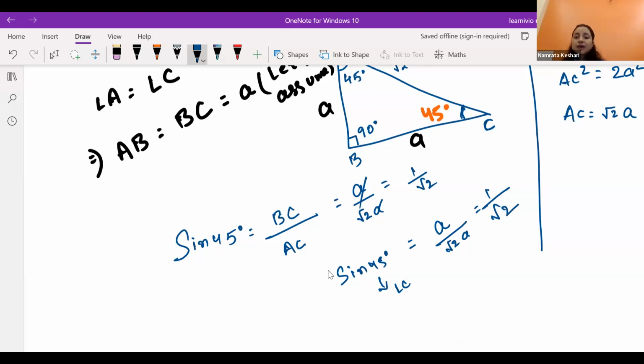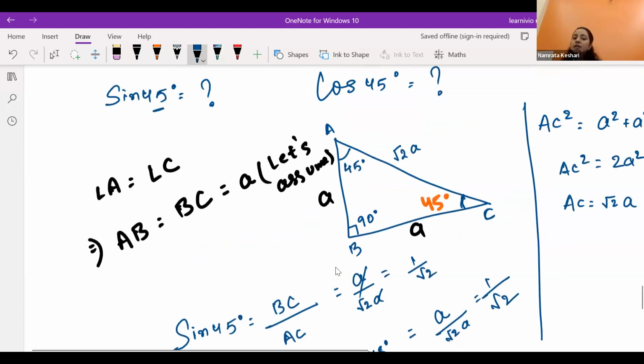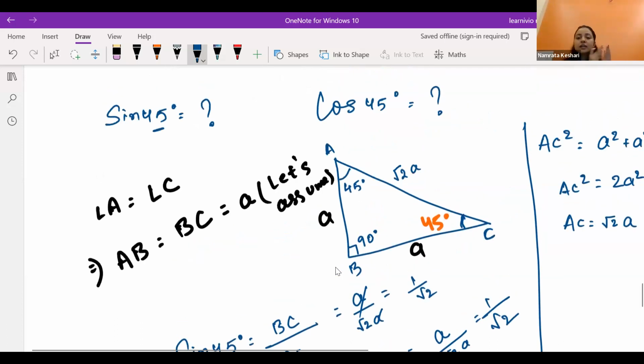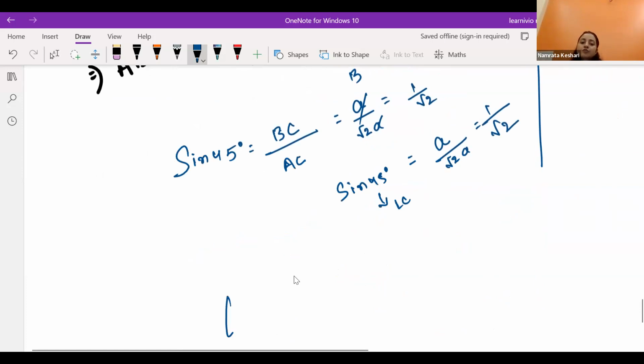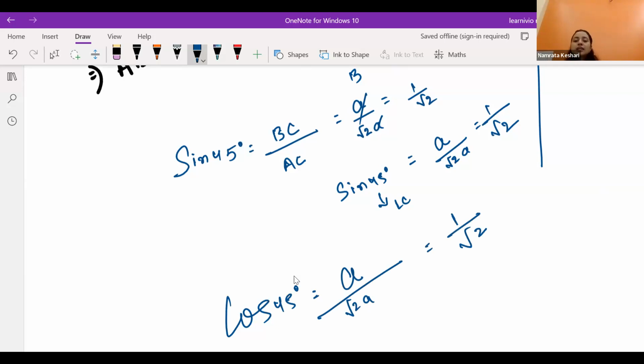Now we will see what is the value for cos 45 degrees. Again, you can focus on angle A or maybe you can focus on angle C. You will get the same result. Adjacent side over hypotenuse. Here adjacent is A, hypotenuse is root 2A. So for cos 45, you will get A in the numerator and root 2A in the denominator, which will be 1 by root 2. Is it crystal clear to all of you that the value for sine 45 is 1 by root 2 and the value for cos 45 is 1 by root 2? Yes. Okay. We need to learn these values.